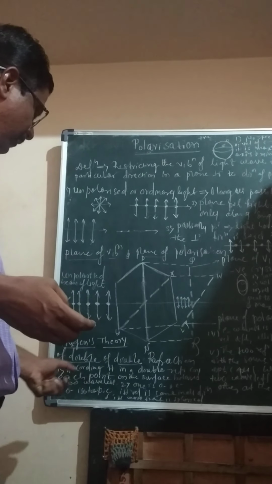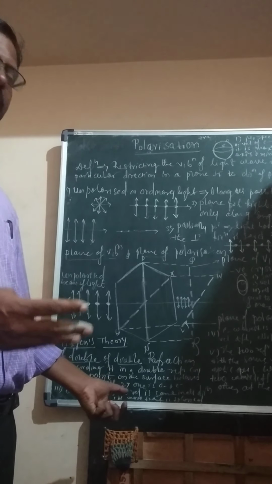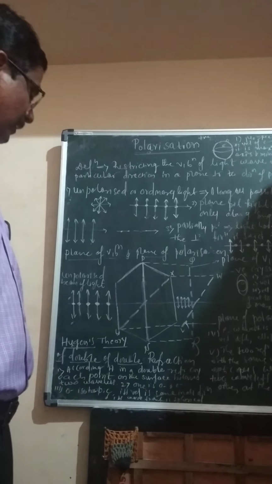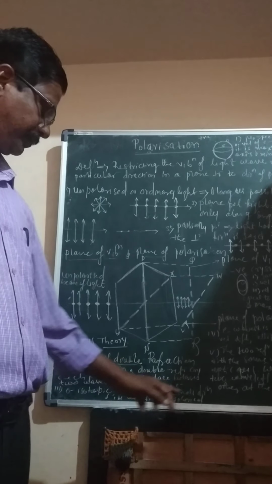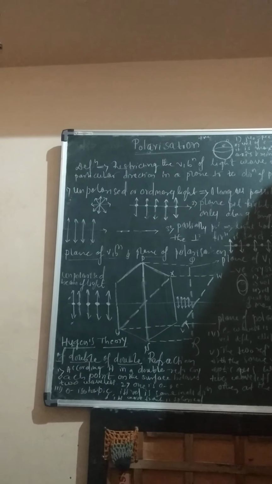Whatever the velocity of our ordinary wavelets is, it is the same in all directions of the crystal, and the wavefront is spherical in nature. Next, the two refracted rays.